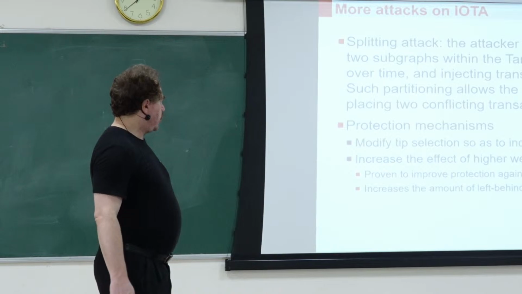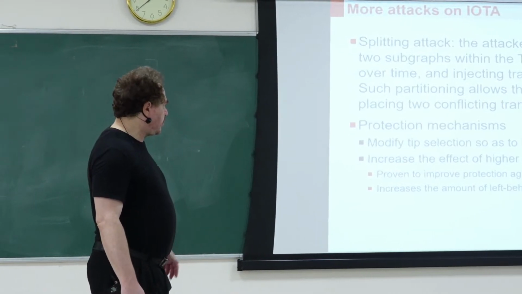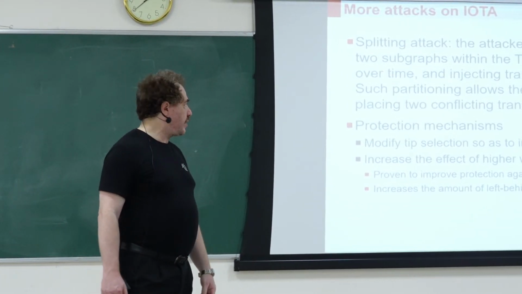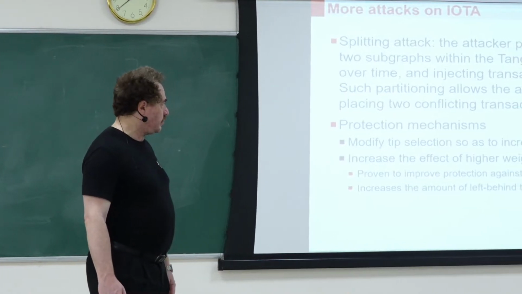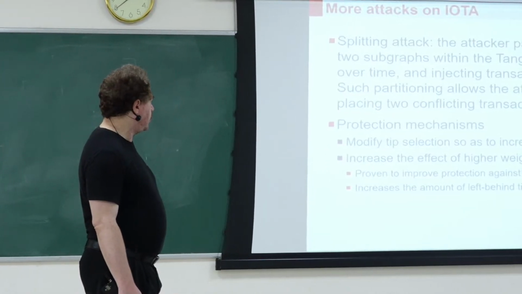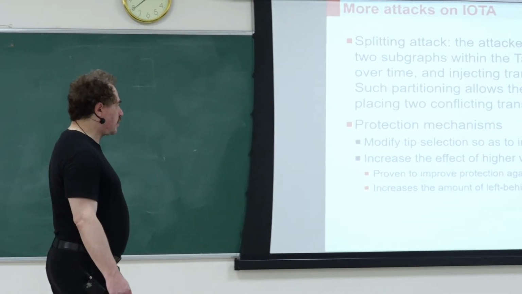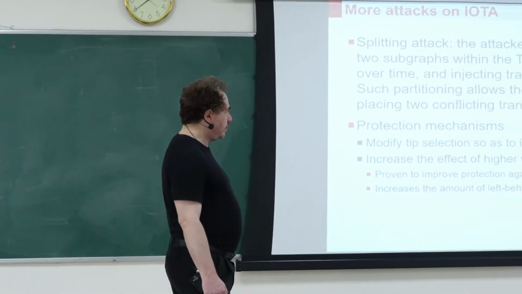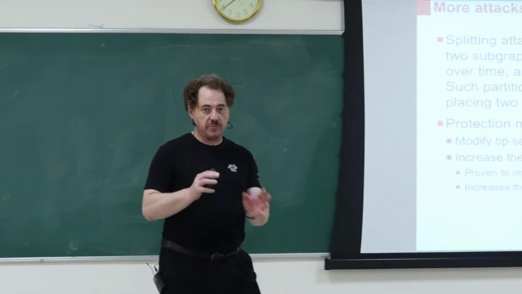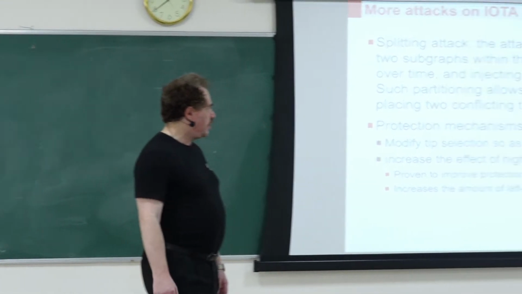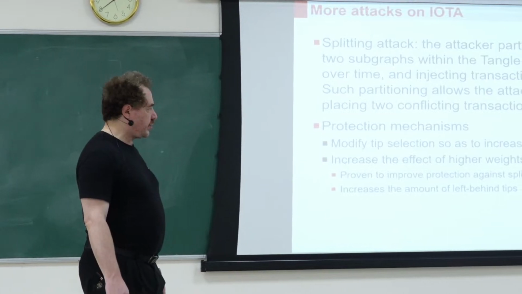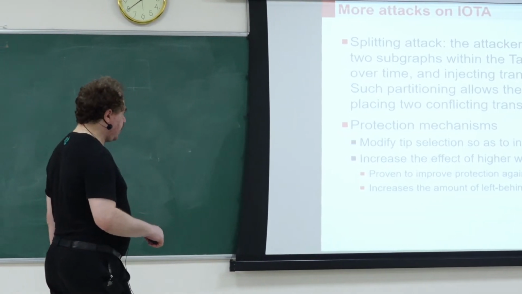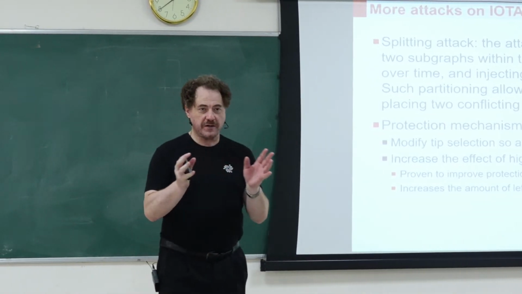More attacks on IOTA. The next attack is called a splitting attack. The attacker partitions the tangle by making sure that the two subgraphs within the tangle maintain a similar cumulative weight over time. And this balance needs to be maintained, right? So the attacker would need to inject transactions in order to maintain this balance between the two partitions of the tangle.